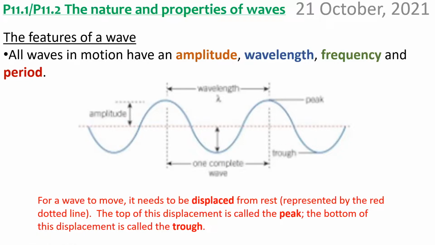Light acts like a wave and has these properties. For a wave to move, it needs to be displaced from its rest position. The zero line can also be called the rest position. The top of the displacement is called the peak, and the bottom is called the trough, as we just said. The period is how long it takes one complete wave to pass a point, and the frequency is how many waves are passing a point per second.